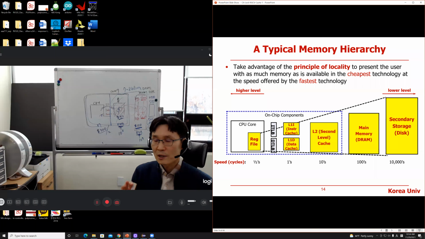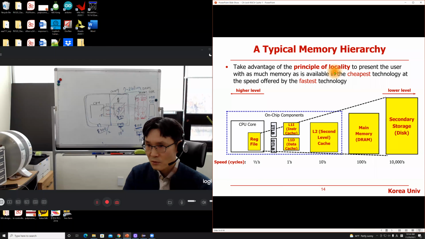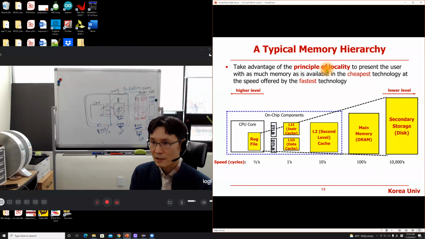How come? I'm going to explain. This cache is exploiting the principle of locality in your program. So let's talk first about this locality. What do you mean by locality? In Korean, 지역성. Let's talk about that because we have that terminology.